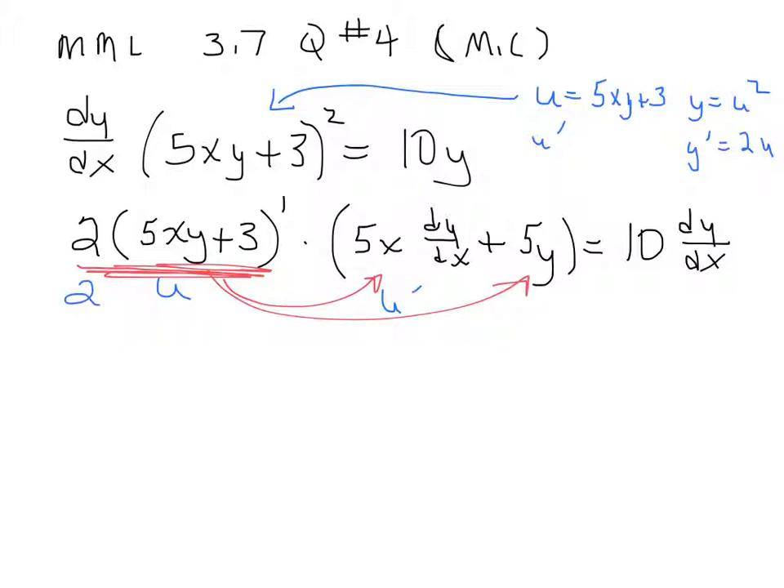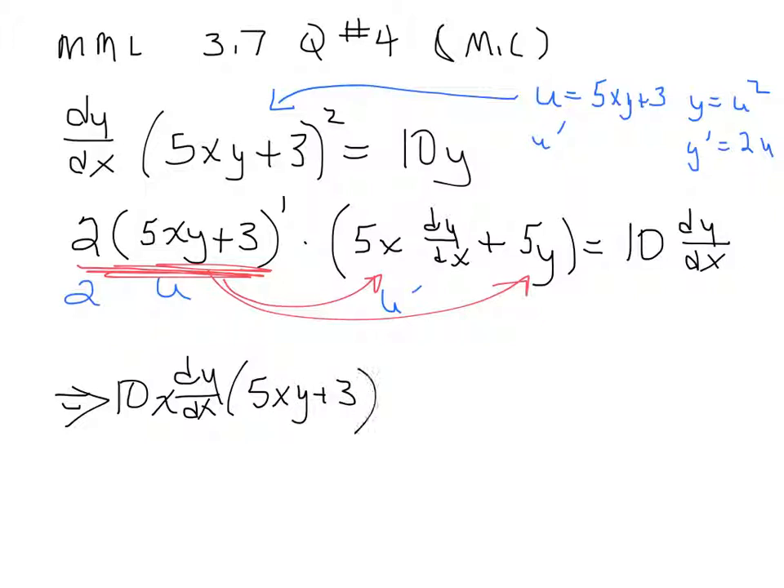So I'm going to end up with 2(5xy + 3)(5x dy/dx + 5y) = 10 dy/dx. So all I did was distribute that 2(5xy + 3) times everything inside the parentheses.